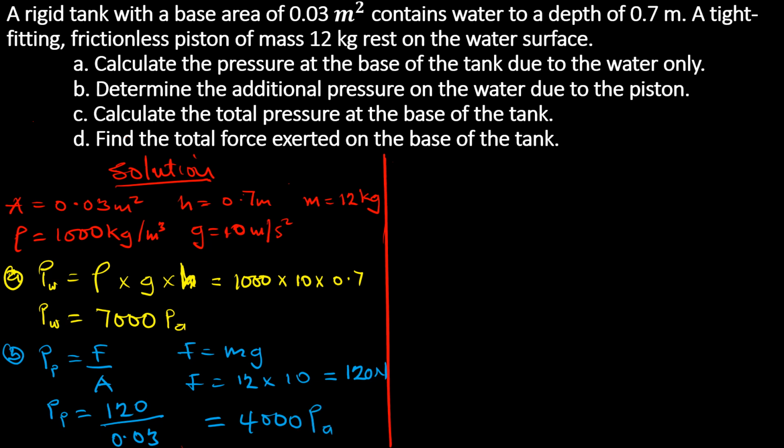Okay, let's proceed. Question C. Calculate the total pressure at the base of the tank. So the pressure at the base of the tank, let's make it PT, that's the total pressure, is equal to the pressure exerted by the water and also the pressure exerted by the piston. So this will be pressure exerted by the water, that's PW, plus pressure exerted by the piston, that's PP.